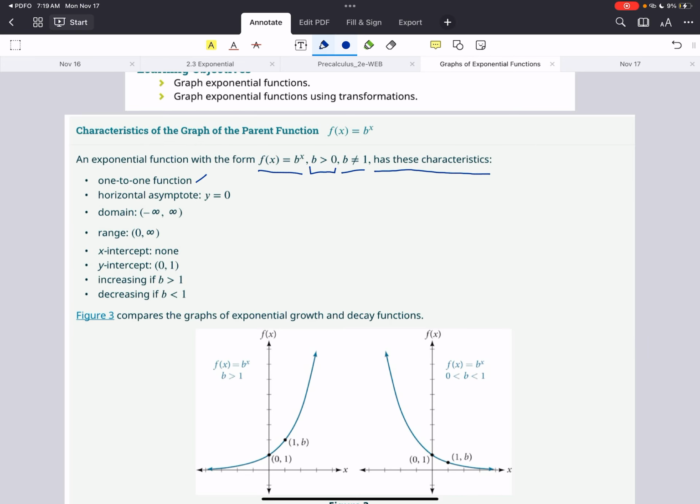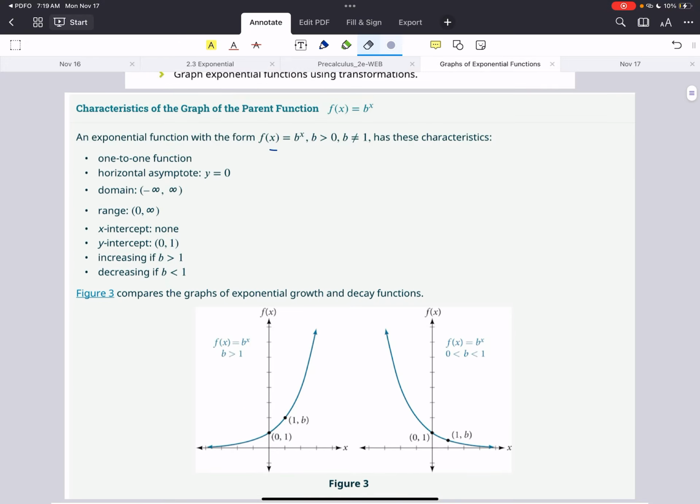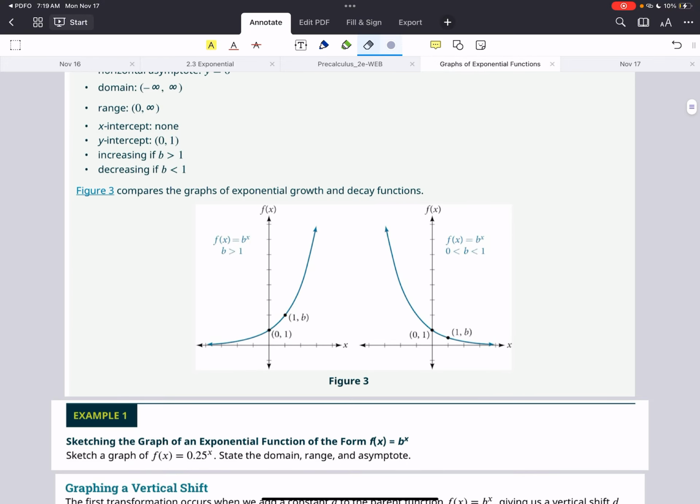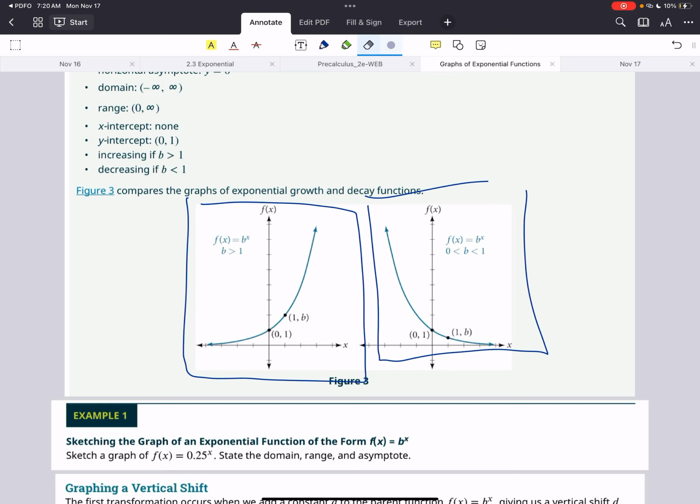Moving on. Horizontal asymptote, we've taken this. Domain: negative infinity to infinity. The range would be 0 to infinity. X-intercept: none. The y-intercept would be (0, 1). Increasing if b is greater than 1. Decreasing if b is less than 1. Now have a look. This is simply a graph of f(x) = b^x, where b is greater than 1, and this is a graph where b is between 0 and 1.